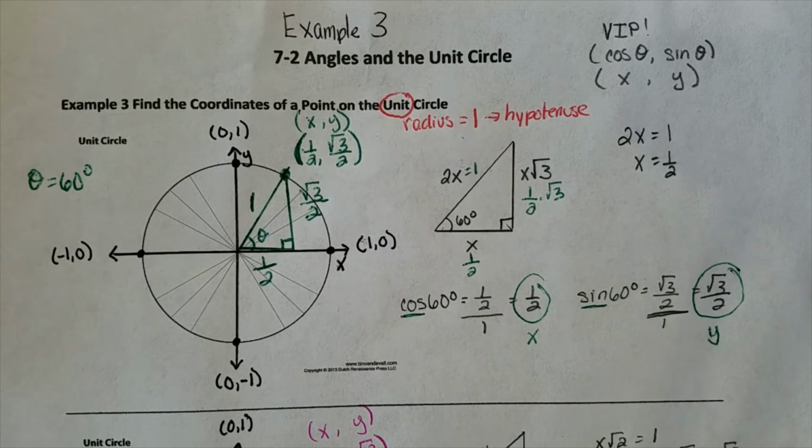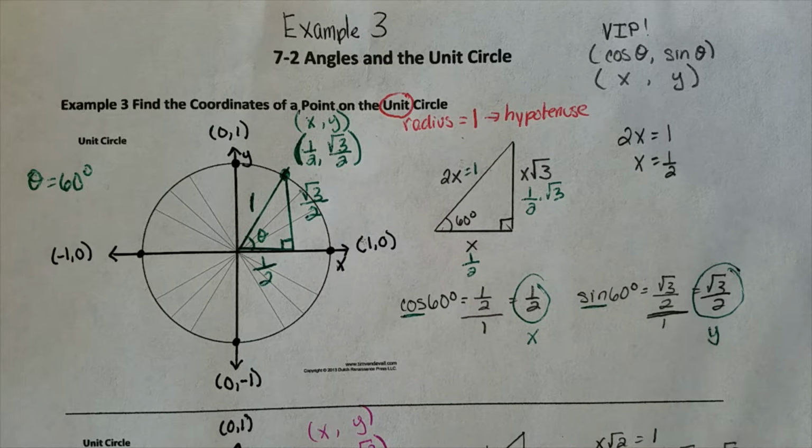Guys, let's take a look at example 3 in topic 7.2, angles in the unit circle. We are going to start getting into using the unit circle, what it is. This is very fundamental to trigonometry. This portion here really doesn't have a lot for you to do. I'm going to explain it to you. This is really a one-time deal.